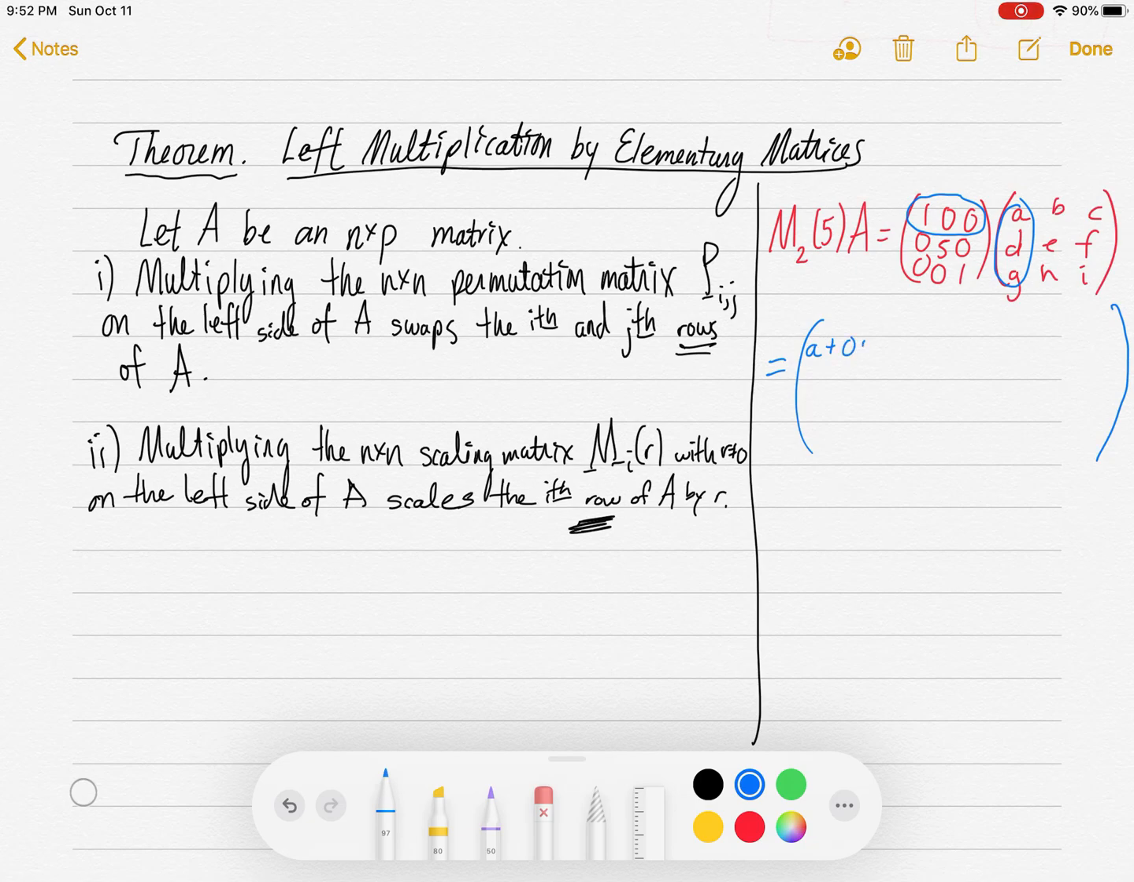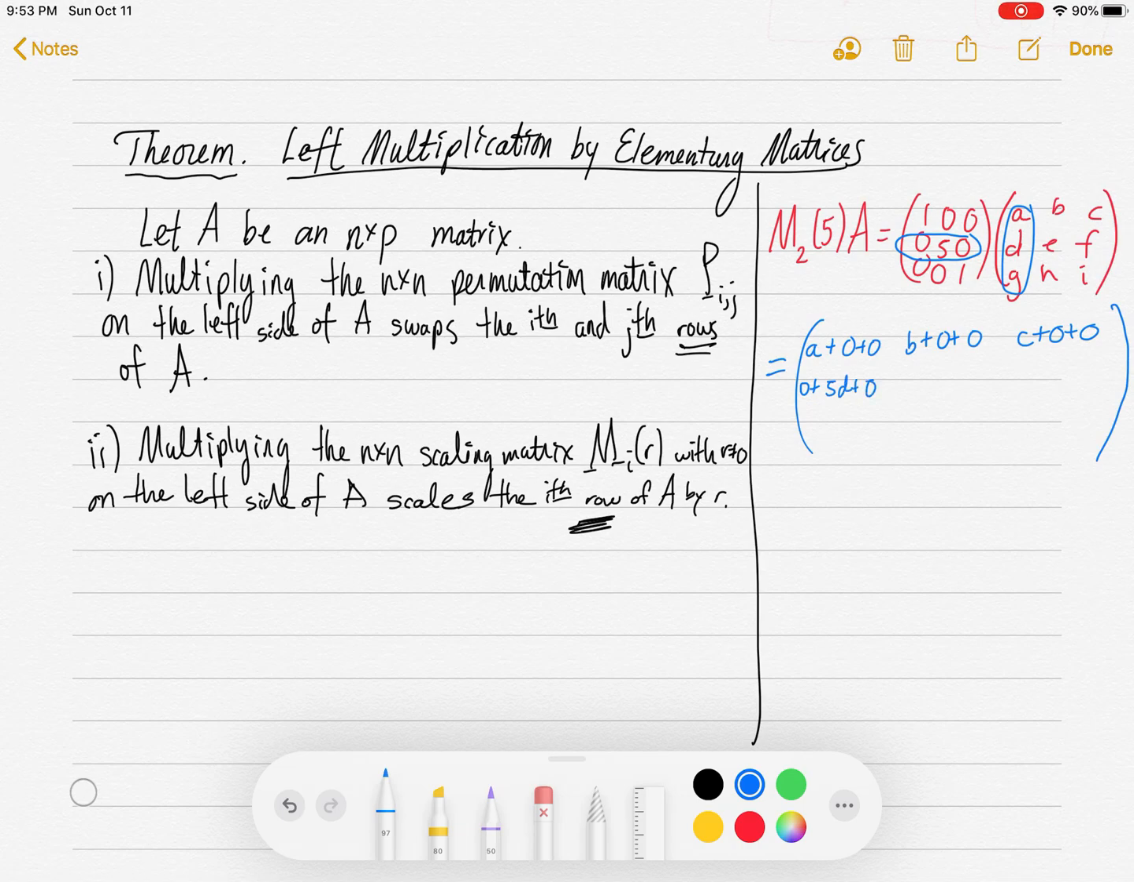All right, so I'm going to start trying to figure out what this is. I'm going to make a big pair of delimiters to put my matrix in. I'm going to take the first row, first column. I'm going to get a plus 0 plus 0 when I do that dot product. Okay, I'm going to do the first row with the second column. I'm going to get b plus 0 plus 0. Okay, let's do the first row with the third column. There you get c plus 0 plus 0. All right, first row pretty much done. We have to clean it up later.